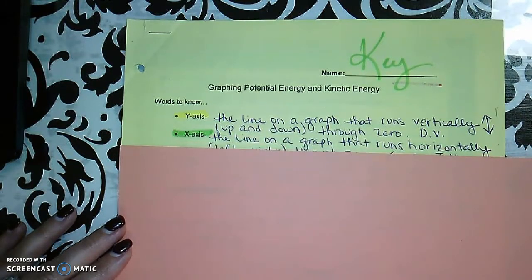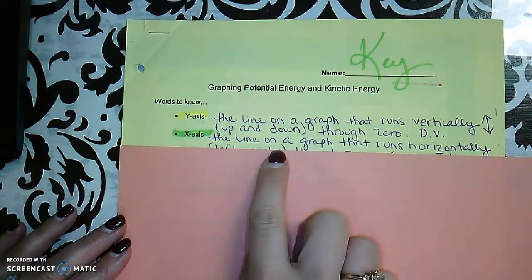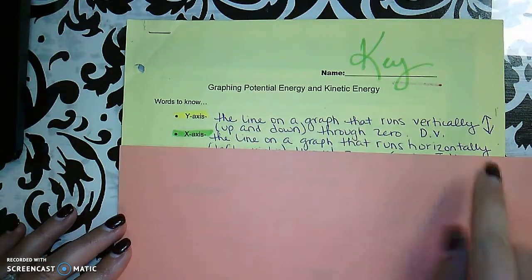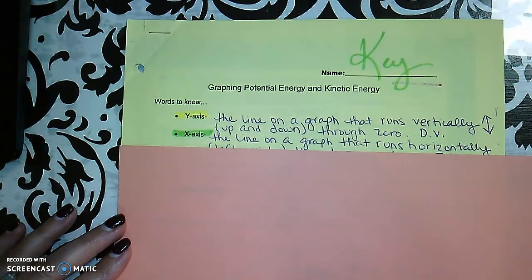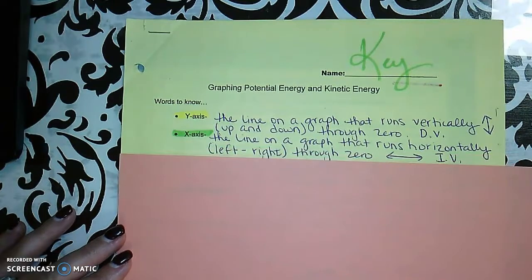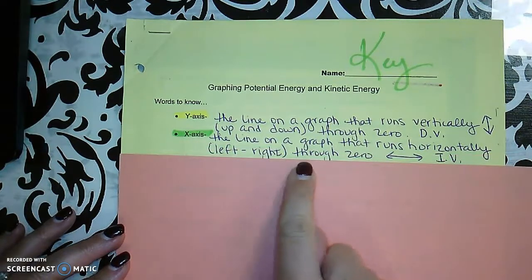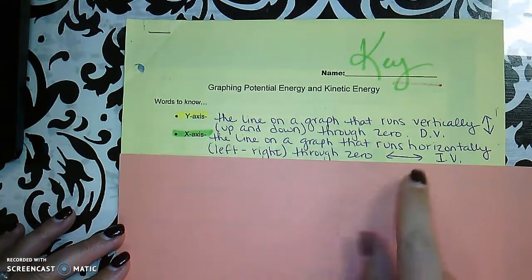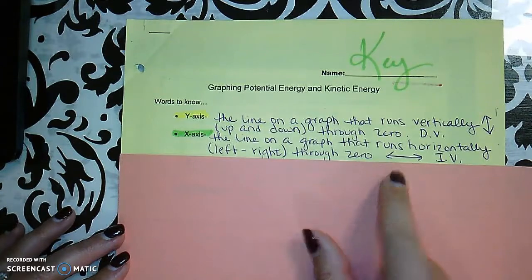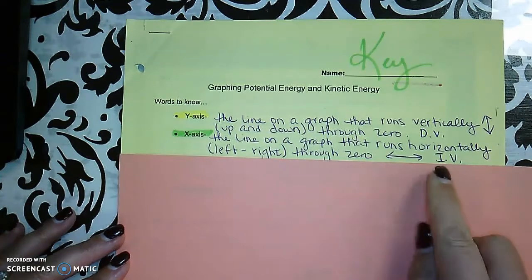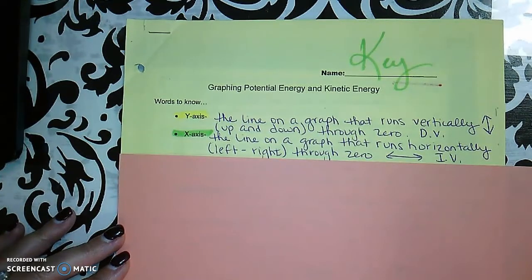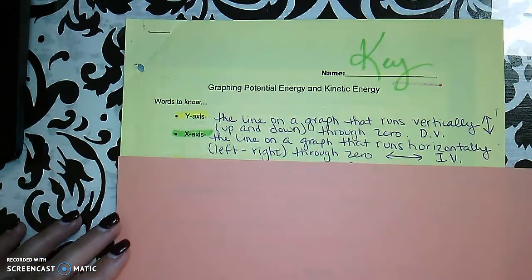For the x-axis, that's going to be the line on the graph that runs horizontally. And when I see the word horizontally, I think about the horizon, like at the beach where the sky meets the ocean. That's called the horizon line. So that's going to be left to right, and that's going to also be through 0. So we want to draw this little picture to help us remember what that looks like. And that's going to be where our independent variable goes. Don't forget to highlight the term x-axis.